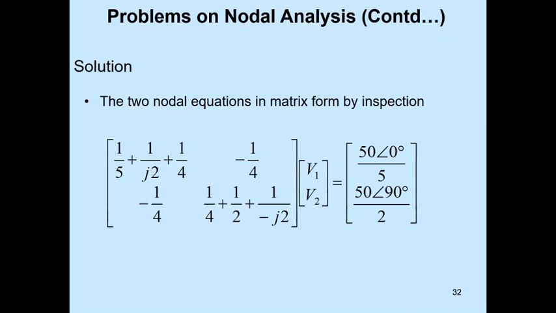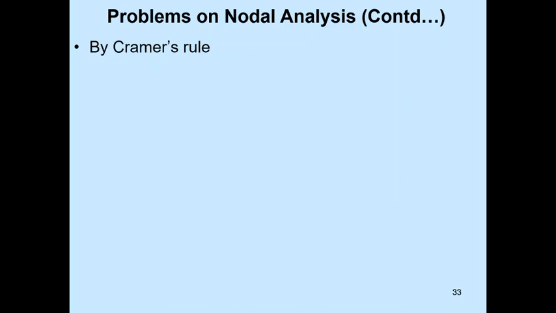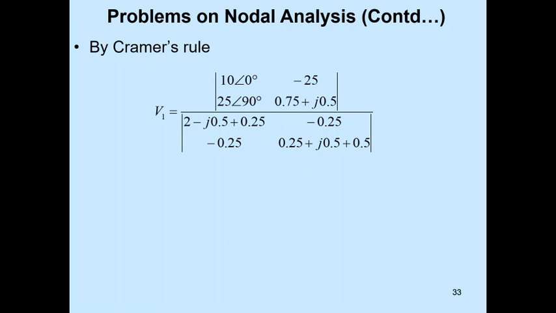So this is the 2 equations simplified and put into the matrix. Now by applying CRAMERS rule, we can find out V1 is equal to delta V1 by delta V. So here delta 1 is nothing but the first column is replaced by the voltage matrix and divided by the determinant.